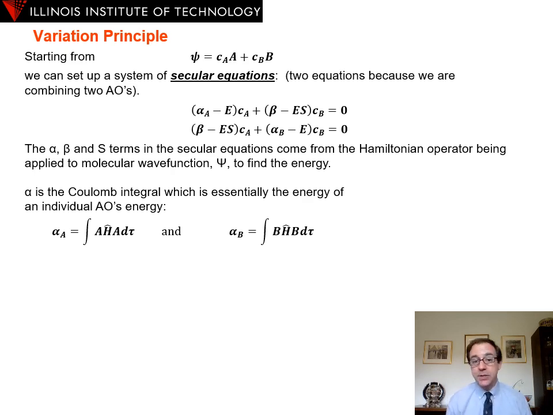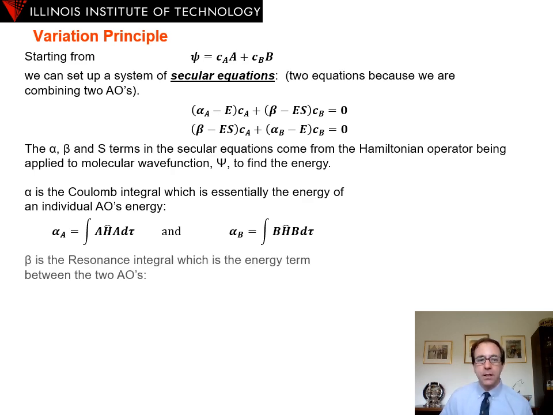Alpha sub B is just the energy of the B atomic orbital. So those are independent, and we know how to handle those because we've looked at these in terms of the atomic orbitals before. So that's harkening back to our atomic orbital chapter. Okay, so that's the alpha term.